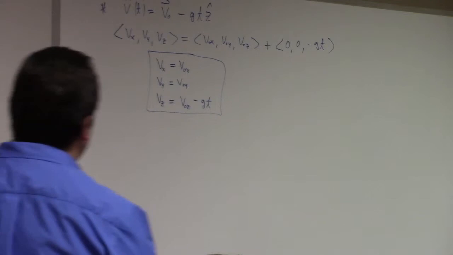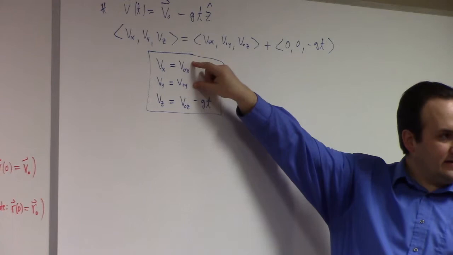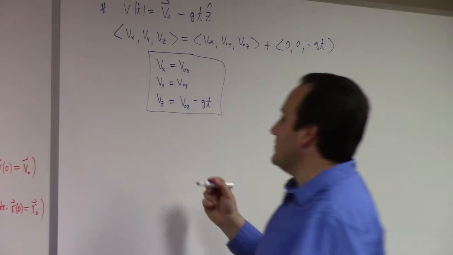So this makes sense though. The acceleration here is just in the z direction, right? There's no acceleration in the y or the x direction, and that's why the velocity in the x and y directions were constant. Okay. Now, star star, what's that give me?